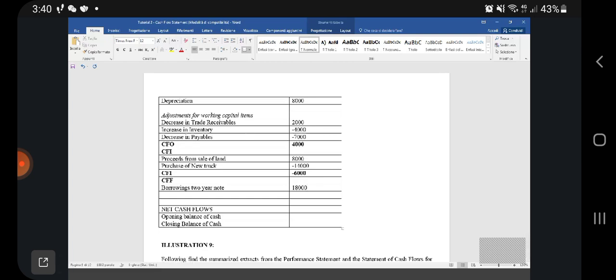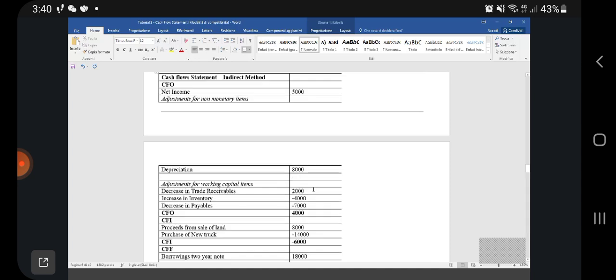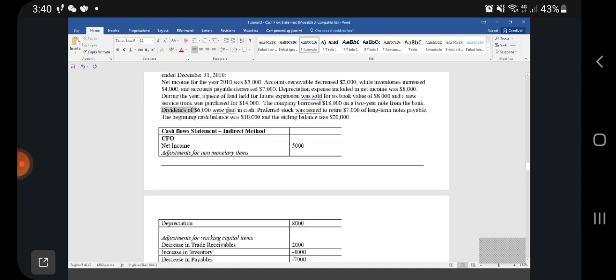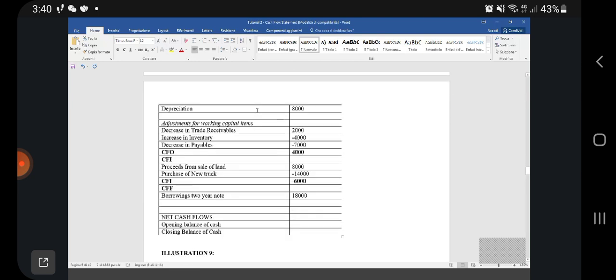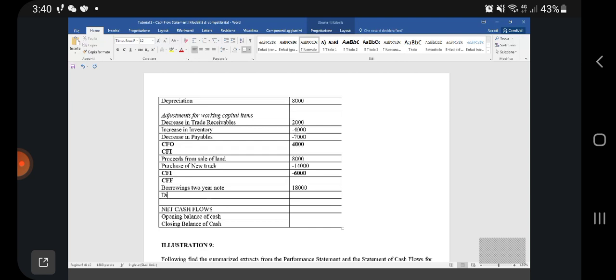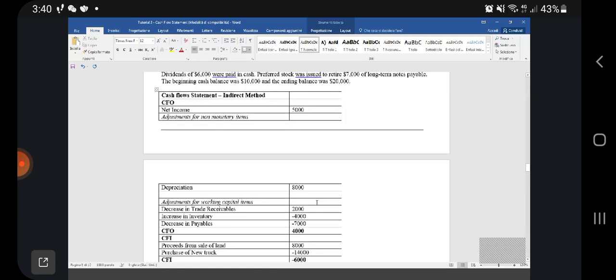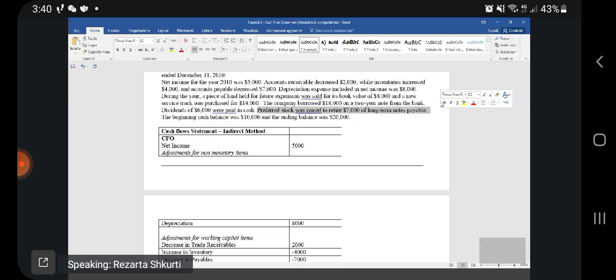Good? Then, dividends were paid in cash. Remember that dividends paid usually are part of the financing activities. So, dividends with a minus sign, be aware of that. Good. Now, use this carefully. Preferred stock was issued to retire $7,000 of long-term notes payable.